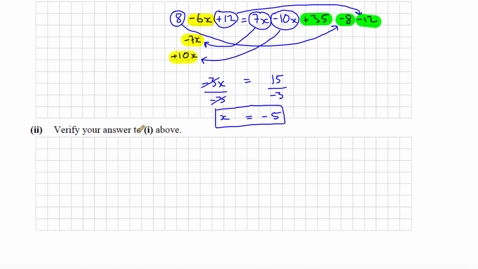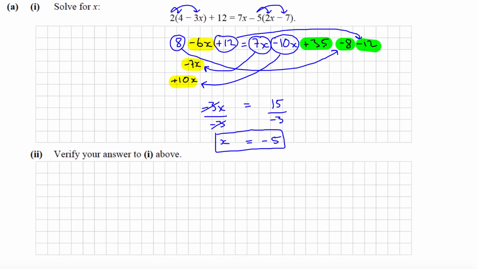Part 2 says verify your answer to part 1 above. Okay, so if I verify my answer, it just means check the answer. So I'm going to put this answer into the original equation in place of x and see, does the left hand side equal the right hand side. I'm going to do it like this. The left hand side is 2 bracket 4 minus 3. Instead of the x, I'm going to put in the minus 5 in a bracket of its own. And then I have plus 12. So that's the left hand side.